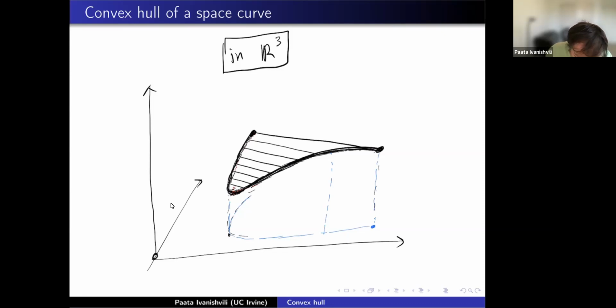This convex hull will have a kind of upper hull and lower hull. First, I'm going to show you the upper hull. The upper hull will look like this. These are straight line segments joining points like this. I'm not telling you at this moment how the endpoints of the straight line segments are chosen on the curve. They will satisfy a very specific, non-trivial equation.